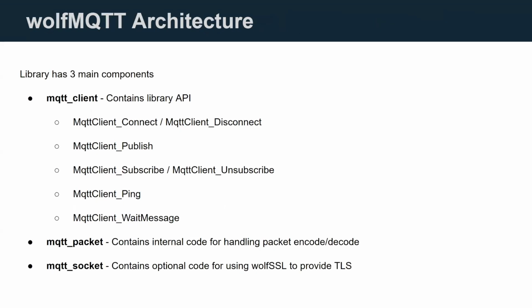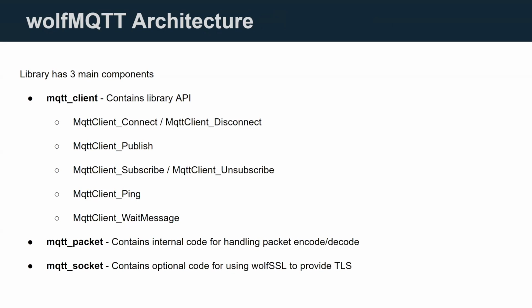So let's talk a little about wolfMQTT specifically. The wolfMQTT library is organized into 3 distinct components: the client, the packet, and the socket. The client contains the actual API functions listed here. Just connect, disconnect, publish, subscribe, unsubscribe, ping, and wait message.